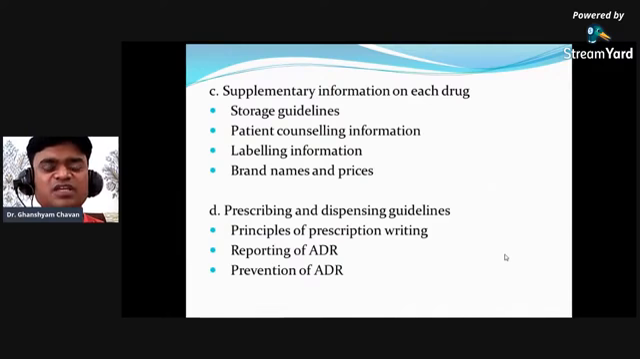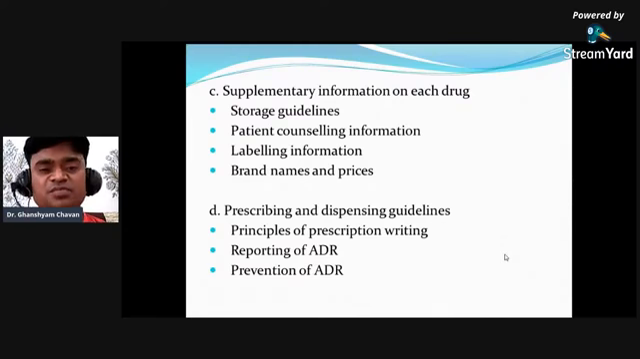Labeling information should be proper and clearly mentioned. It should be readable, properly readable. Misbranding or mislabeling also occurs sometimes. So here you need to check for proper labeling.